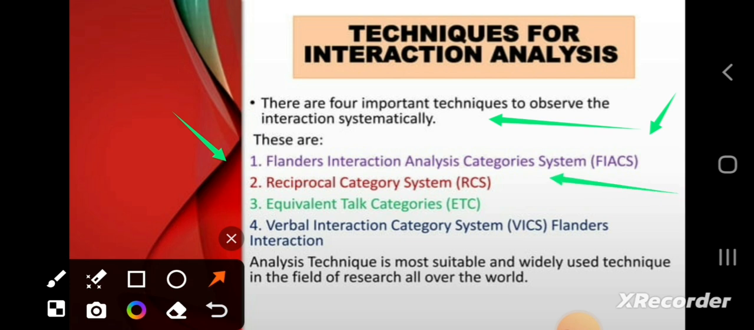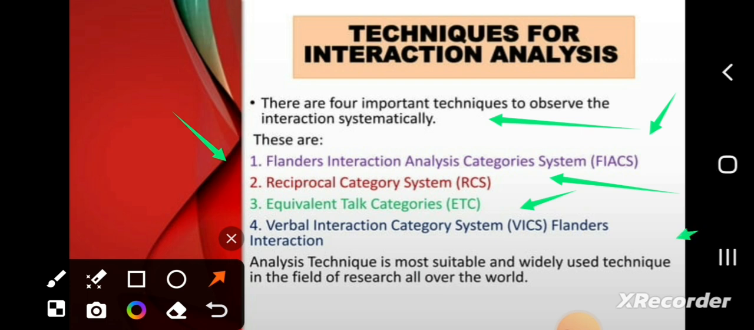Reciprocal category system. The reciprocal category system focuses on the reciprocal nature of interactions between teachers and students. It categorizes interactions based on how responses from one party prompt responses from the other. This system helps in understanding the dynamics of turn taking and the flow of communication in the classroom. Equivalent talk categories. This method involves categorizing verbal interaction based on the equivalence of communicative functions rather than the specific content. It provides a way to analyze how similar types of communication function are distributed and used during classroom interaction.